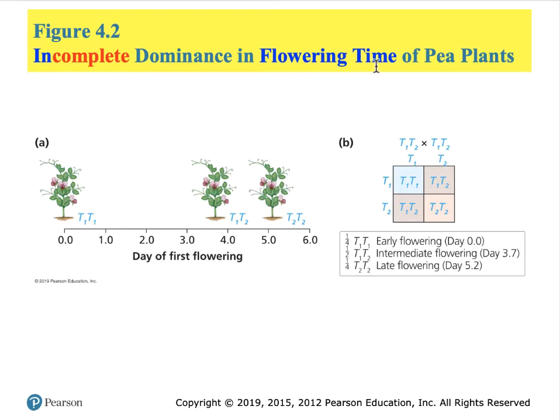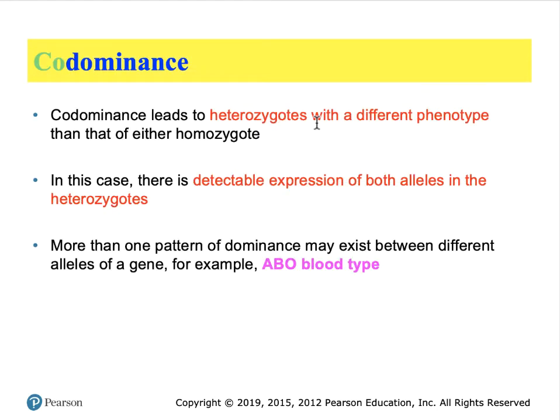So here is flowering time in pea plants, very similar variety to what Mendel used. And you can see the homozygous 1 condition is over here, and that flowers on the first day. And the alternative homozygous flowers on the 5th day. Whereas the intermediate, the heterozygous, we would expect to flower halfway between the two. But in this case, it tends to flower almost close to 4 days. So a great example. The next category is codominance.